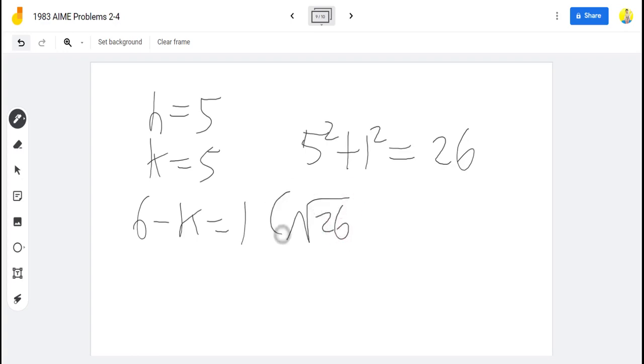And the length of OB would be root 26. But that squared would be 26. So the answer is just 26, since they're asking me the square of the distance from O to B, or the center of the circle to B.